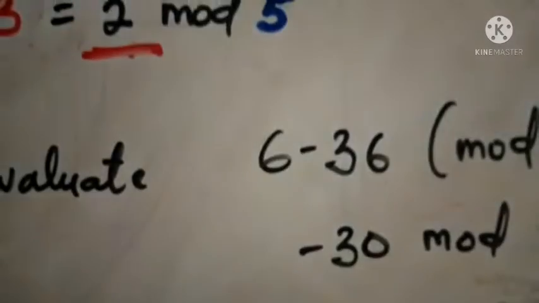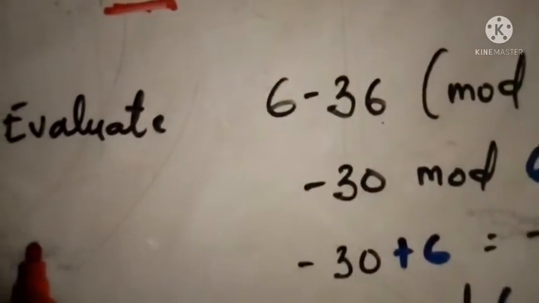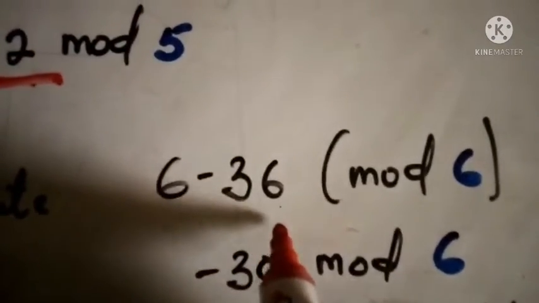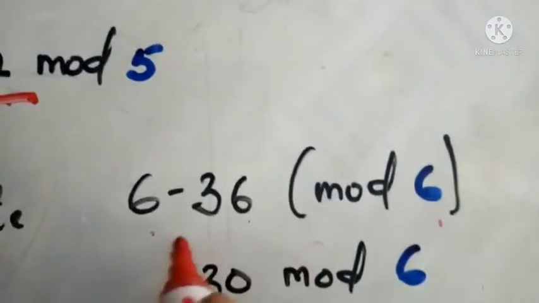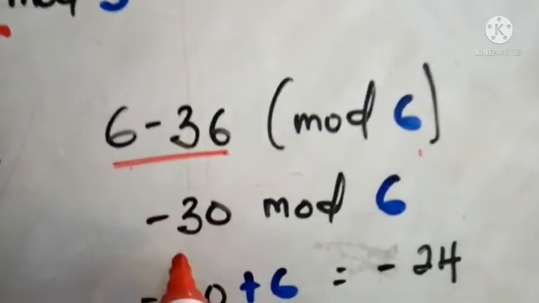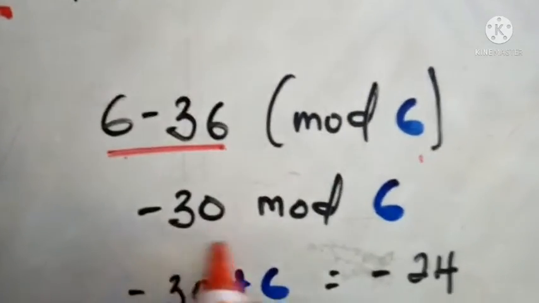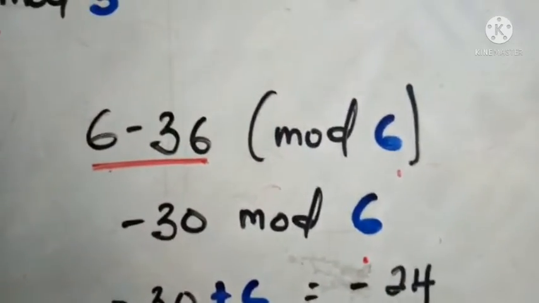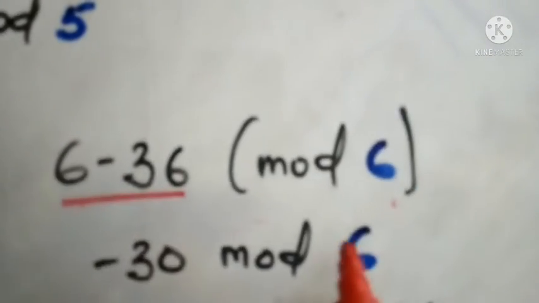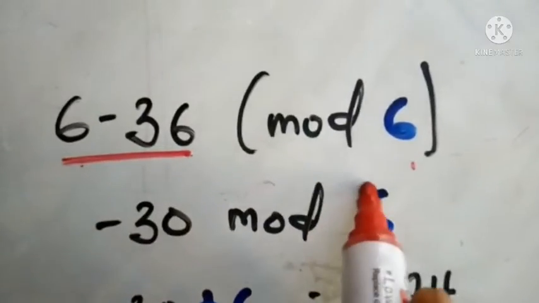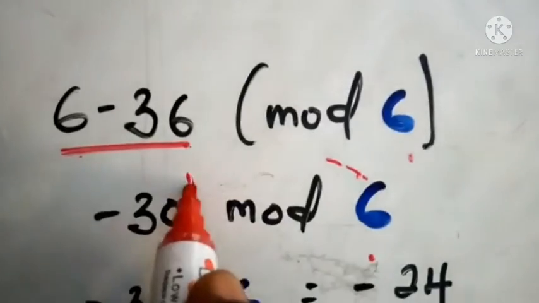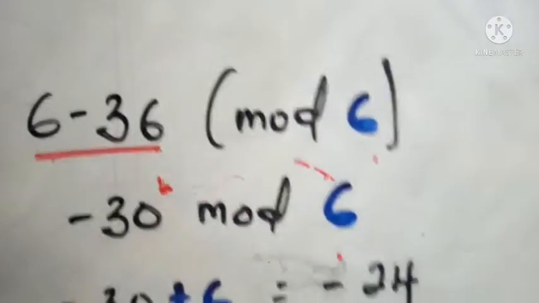Now at this portion here, they say we should evaluate 6 minus 36 mod 6, right? Of course, you have to perform this operation first. So 6 minus 36 will give me negative 30, so negative 30 mod 6. What do you think could be the answer? Based on what I said earlier, you can see that this is a negative number, so you must add the mod to it, until you get your first positive number.